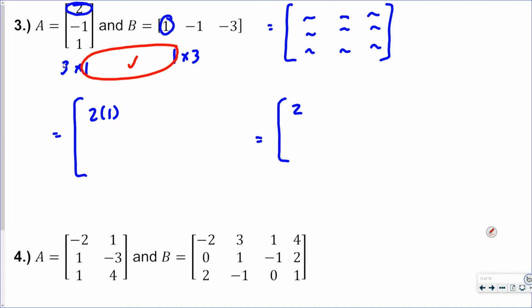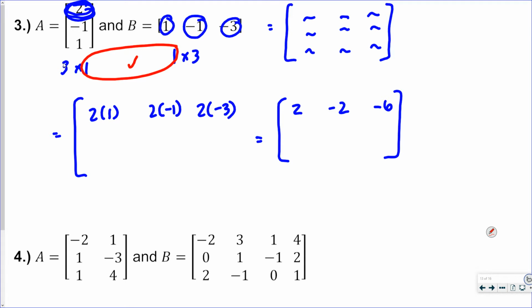All right, moving over one spot. I'm still in row 1, but now I have to multiply it by column 2 of matrix B. So row 1 times column 2 would go in this spot, which would give me negative 2. Okay, with me? This spot, still row 1, but now I multiply by column 3. So row 1 times column 3 is negative 6. So there is the first row of my product.